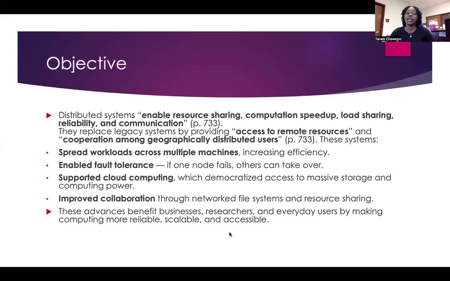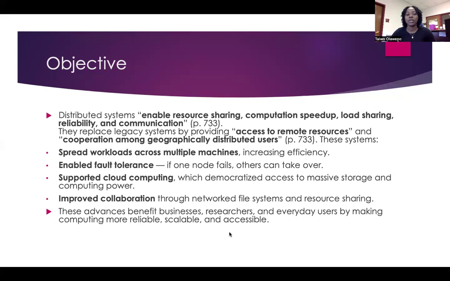The objective is that distributed systems enable resource sharing, computation speedup, load sharing, reliability, and communication. They replace legacy systems by providing access to remote resources and cooperation among geographically distributed users. The systems are used to increase efficiency by spreading workload across multiple machines. Unlike the last slide, where if one node failed everything else failed, here if one node fails, others can take over.